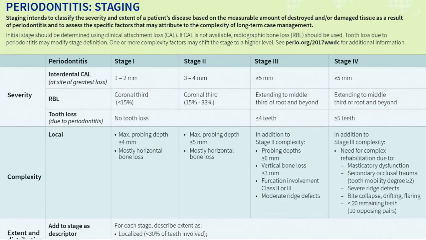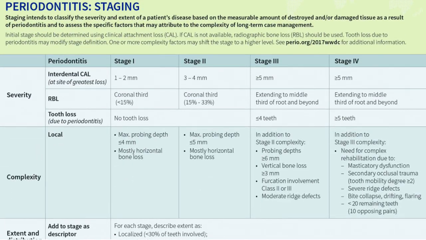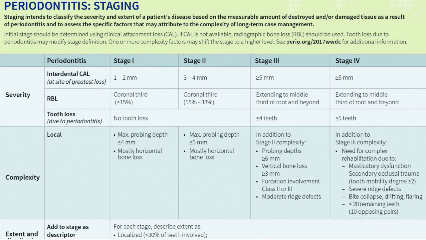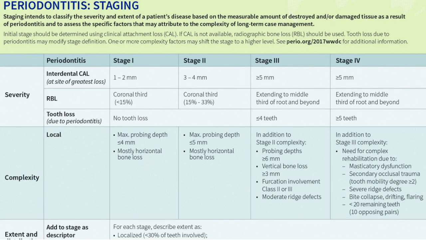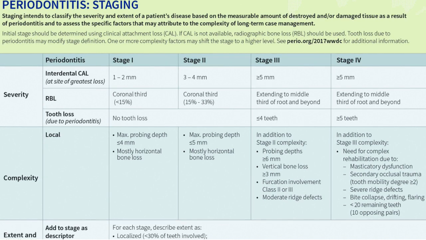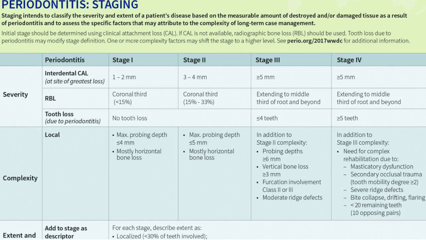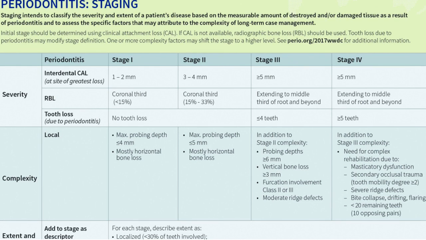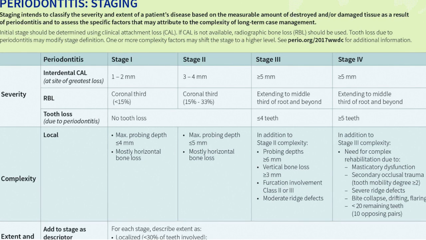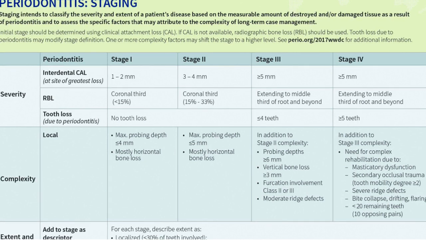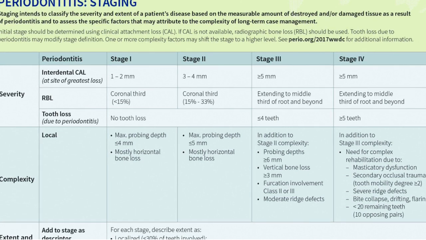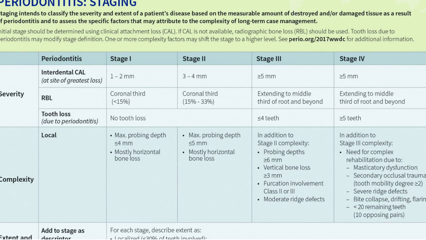Now for the staging of periodontitis, the number one thing we need to look at is the clinical attachment loss. If the clinical attachment loss is not available, then the radiographic bone loss will be used. Now, if you see a patient with horizontal bone loss, it can be either stage 1 or stage 2 periodontitis. But if you look at the clinical attachment loss, if it is 1 to 2 millimeters, then it will be stage 1, or if it is 3 to 4 millimeters, then it will be stage 2 periodontitis. So the most important thing is to look at the clinical attachment loss.